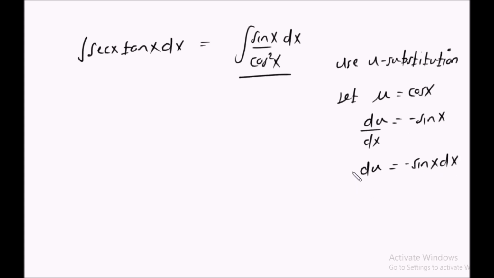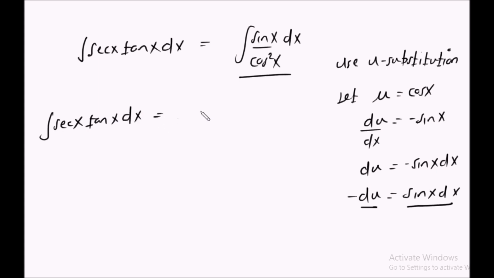So hii negative naweza nikaleta upande huu. So itakuwa negative du sasa na sin of x dx. So hii sin of x dx ndio hii hapa juu, kwa nitapachika du, negative du I mean. And then hii cos of x ndio hii hapa chini. Kumbe sasa by substitution sasa huyu sec x tan x dx sasa na so sin x dx tumesema ni negative du, of course x tumesema ni u, kwa hiyo ni hivi. So hii sasa na negative niitoe nje, we have du over u squared.